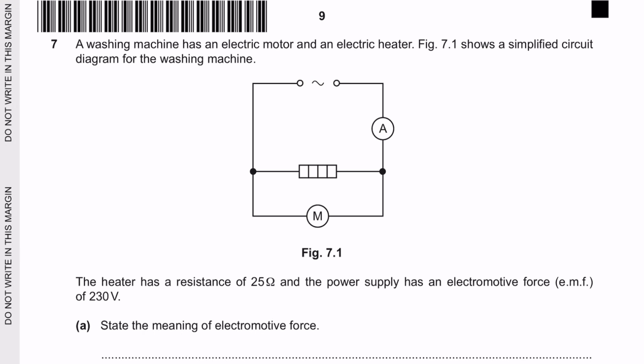Next, question 7. A washing machine has an electric motor and electric heater. This is the motor and this is the heater. And this is the ammeter to measure the current. Figure 7.1 shows a simplified circuit diagram for the washing machine. The heater has a resistance of 25 ohm and the power supply has an electromotive force of 230 volts.